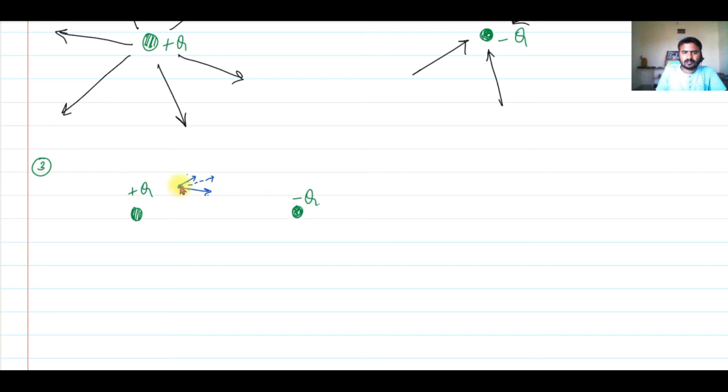Okay, it's like I'm standing here, somebody is pulling me in this direction and somebody is pulling me in this direction. In which direction will I be moving? Somewhere in between. So at this point the direction of the electrical field will be somewhere here. So like that, at every point in the region, if I find out the direction of force, and join all the small directions, I'll be getting a line something like this.